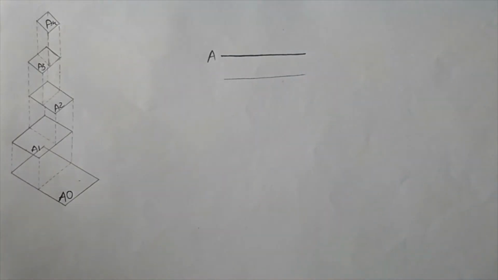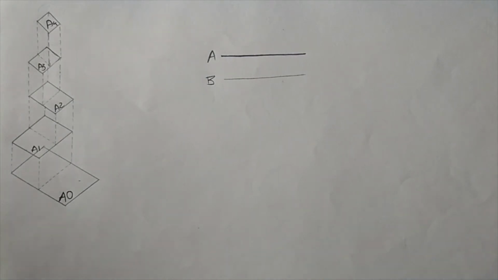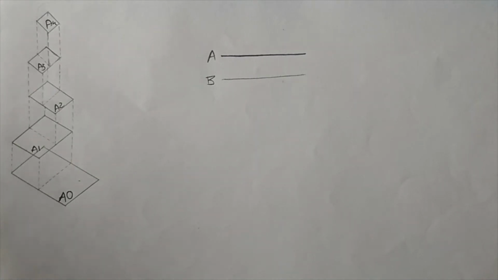Next, continuous thin. It will be a straight line. It is line type B. It might be a straight line or curved line. It is used to represent imaginary lines of intersection, dimension lines, projection lines, leader lines, hatching lines, outlines of revolved section, or short center lines.